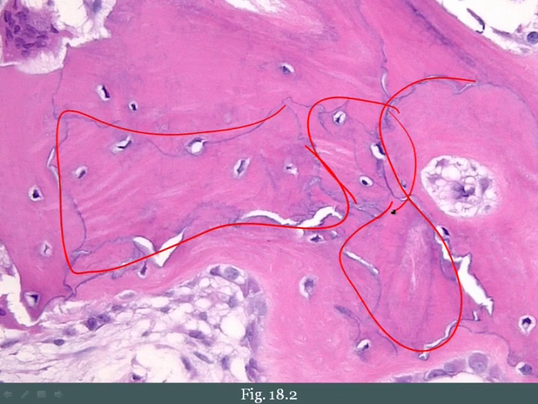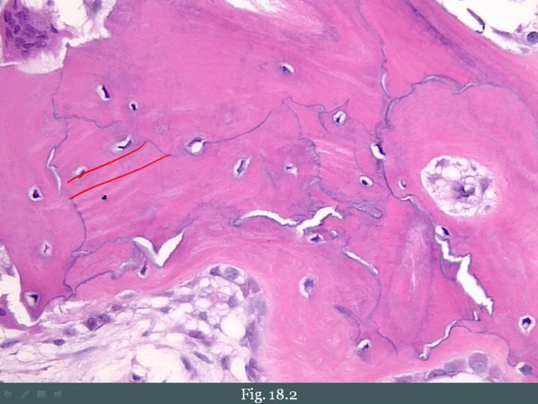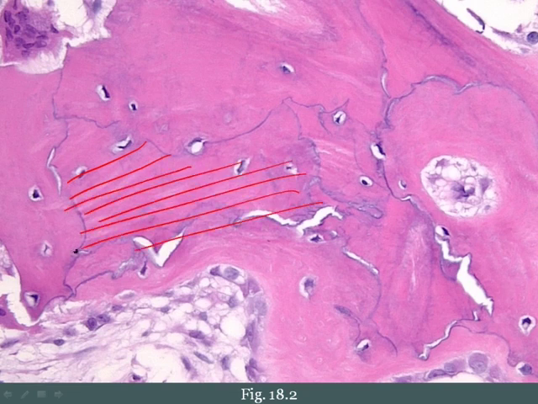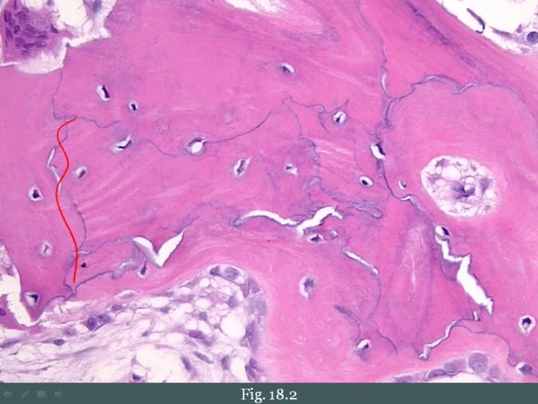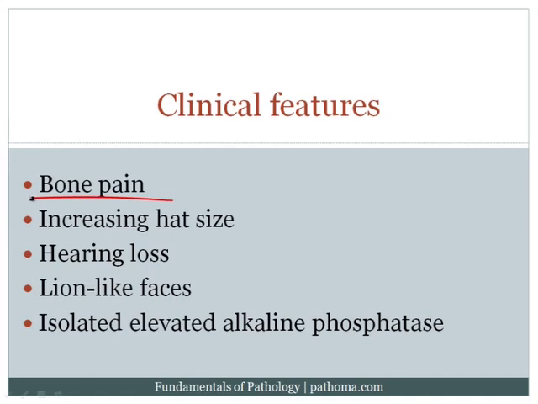In fact, I call this puzzle piece bone. And it's lamellar because you have all these lines of bone laid down appropriately. Remember, bone is normally laid down in layers. However, again, there's this mosaic puzzle piece pattern because you haven't been able to properly connect the pieces of bone. The clinical features are bone pain, and that's because you get microfractures of the bone.